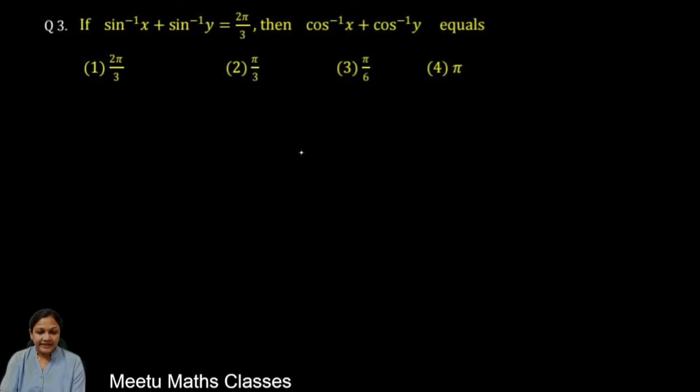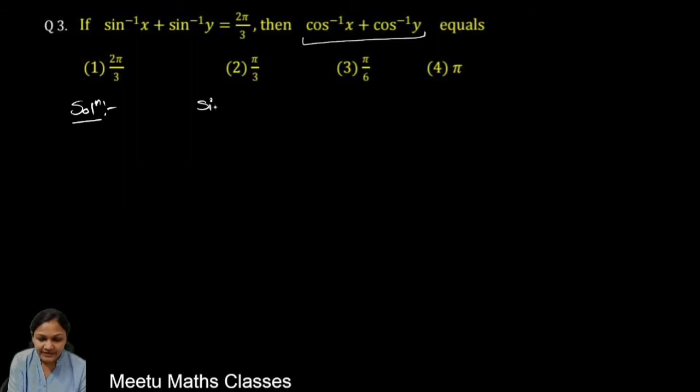Your next question is, if sine inverse x plus sine inverse y is equal to 2 pi by 3, then we are supposed to find the value of cos inverse x plus cos inverse y. Now consider the given expression, that is sine inverse x plus sine inverse y is equal to 2 pi by 3.